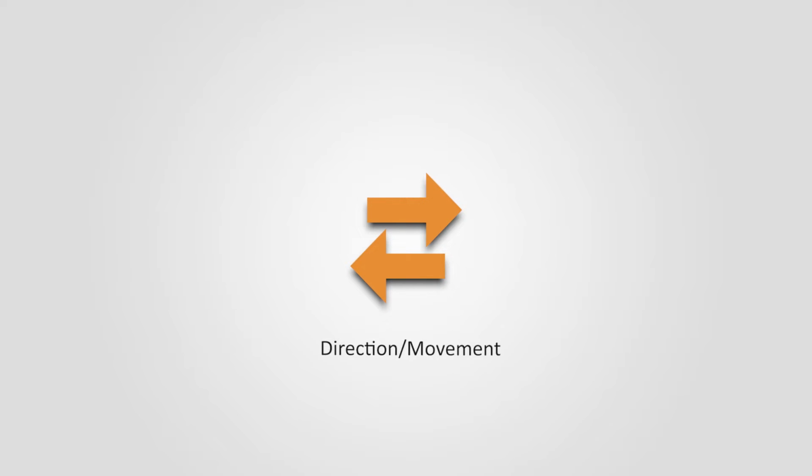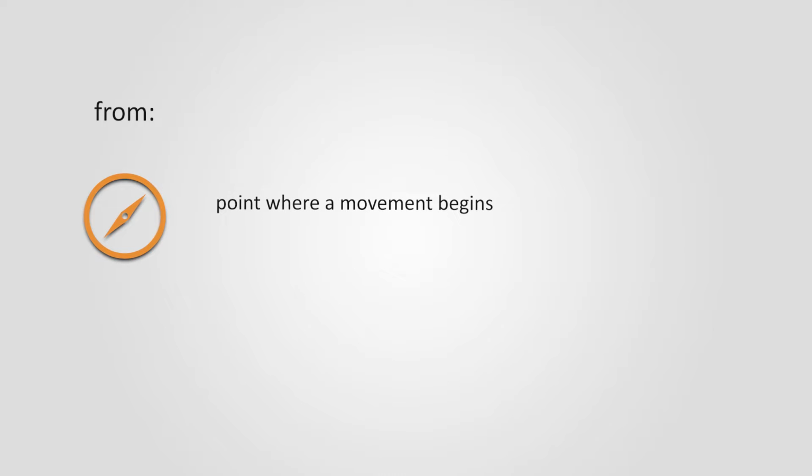Now, let's discuss the third type of preposition, the preposition of direction or movement. There are four common prepositions used in this type. They are to, from, into, and onto. Preposition to describes the movement in the direction of something. Example, how do you go to work? Preposition from is used to point where a movement begins. Example, we flew from Bangkok to London.